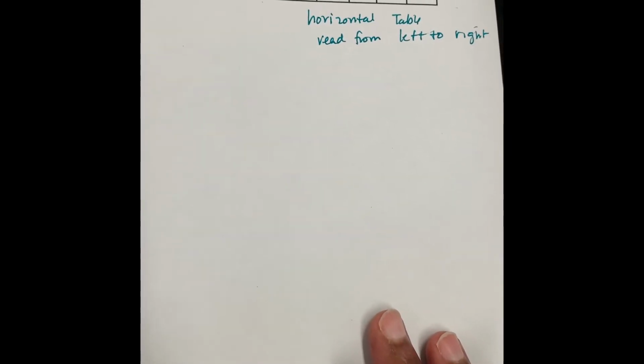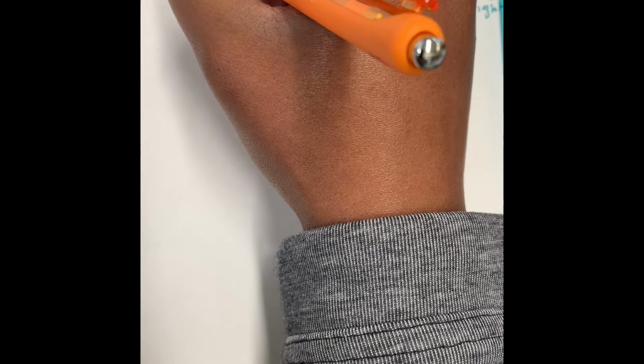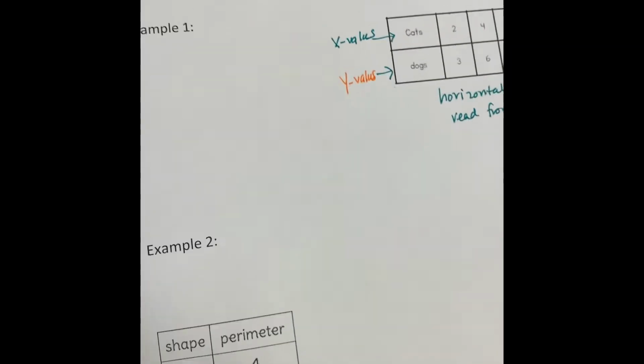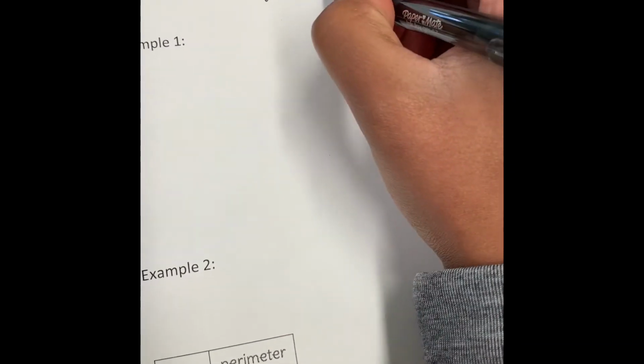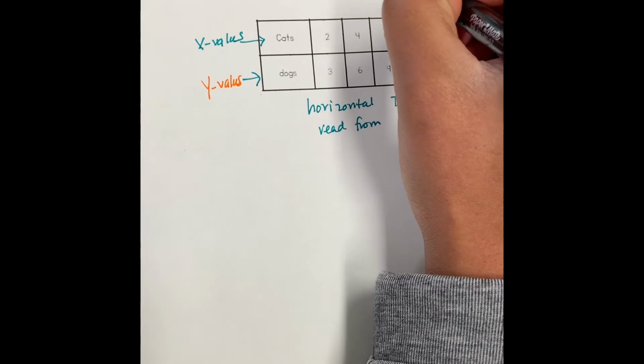So when you have a horizontal table, in this case, cats are your x values, and dogs are your y values. That's important when it determines what type of table you have. It's always the same. The top row is always the x values. The bottom row is always the y values. So if I look back, remember, it says I have to divide my y values by the corresponding x value.